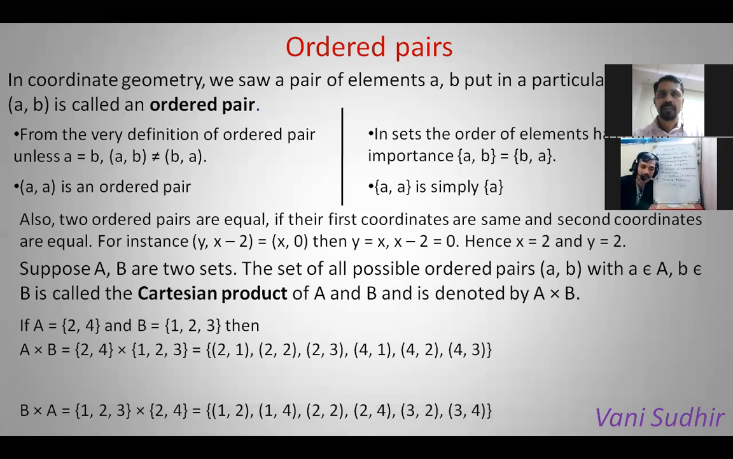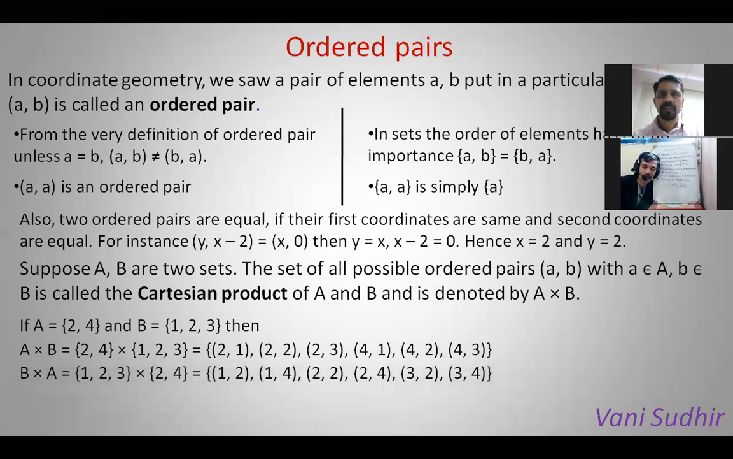If you write B cross A, that is different. First I have to take the elements 1, 2, 3 of B, second the elements 2, 4. Now I have to pair. I take the first coordinate from B and the second coordinate from A: 1 comma 2, 1 comma 4. Next I pair with 2: 2 comma 2, 2 comma 4, 3 comma 2, 3 comma 4, like that. In general, A cross B and B cross A are not equal.